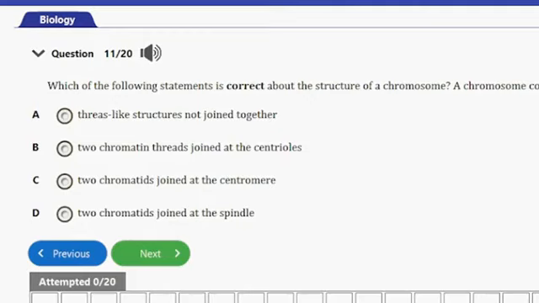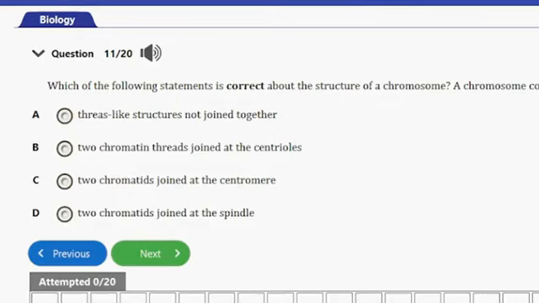It says, which of the following statements is correct about the structure of a chromosome? A chromosome consists of A, thread-like structures not joined together, B, two chromatin threads joined at the centrioles, C, two chromatids joined at the centromere, and D, two chromatids joined at the spindle. So guys, the answer to this question here is option C. Two chromatids joined at the centromere.